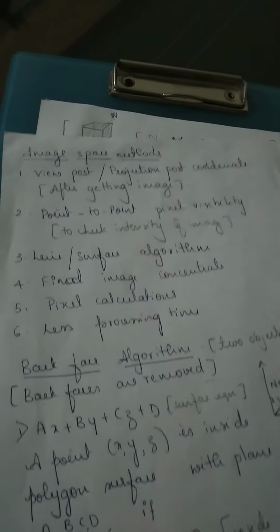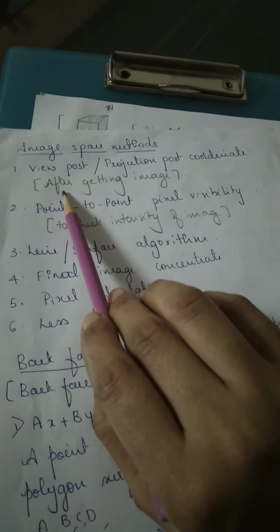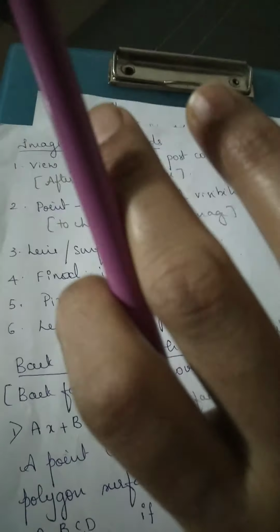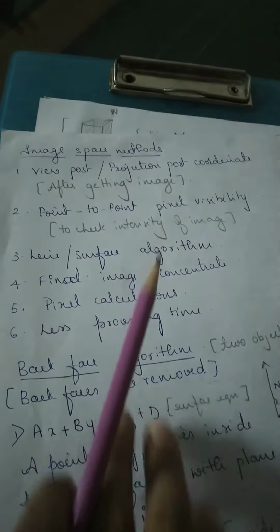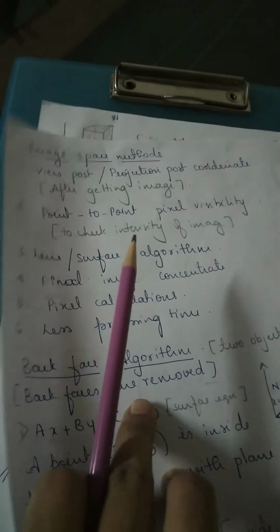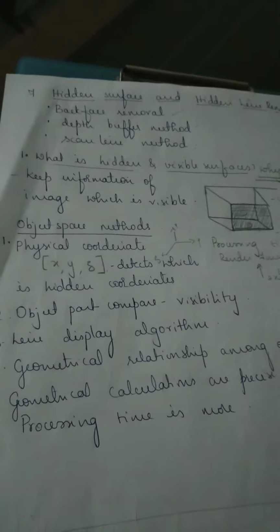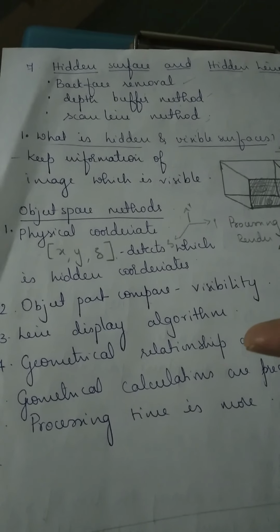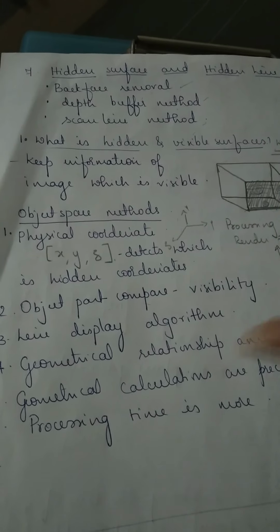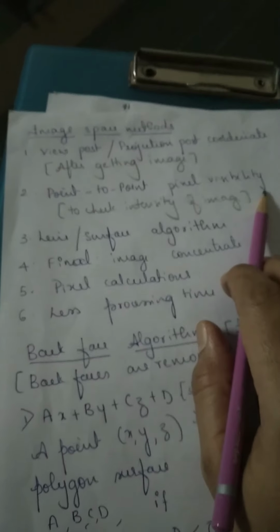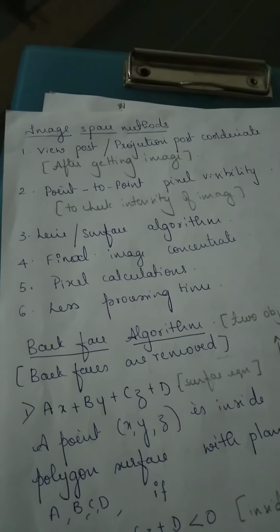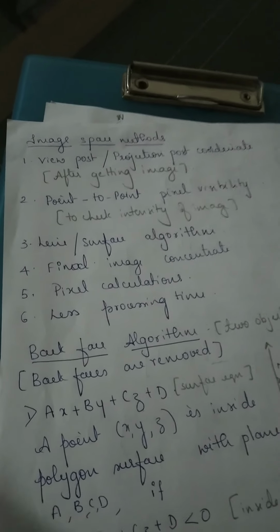But in the image space method, we need to view the viewport and projection coordinates. That is, after getting the image, we have to process the pixel points based on the projection plane and view plane. Next, second, in object space, object parts are compared just to check which parts are visible and which parts are invisible. But in image space, point to point pixel visibility is required, just to check the intensity of the image.